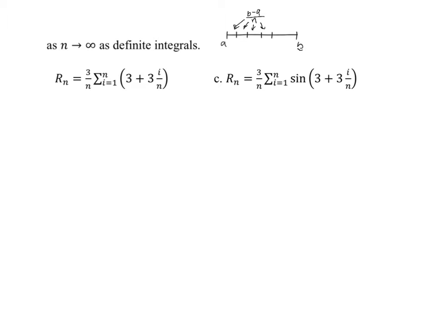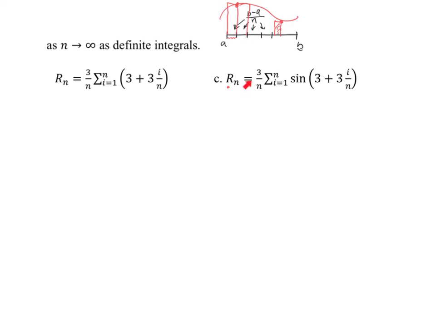So each subinterval, that's the length, that's the width. And when you look at the right Riemann sum, suppose this is the function, you're going to use the right endpoints of each interval to form a rectangle, and so on and so forth. So you will have a lot of rectangles to add. That's where this summation is.